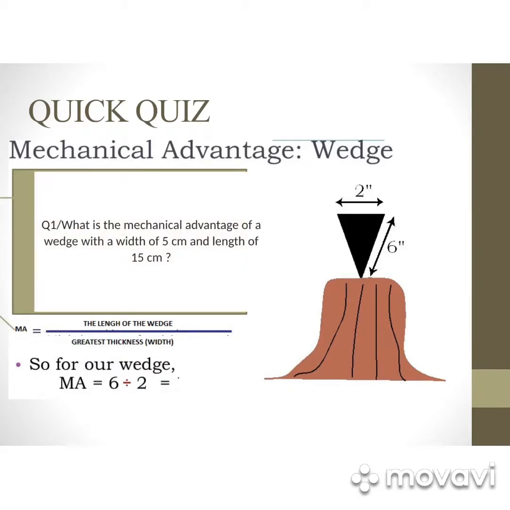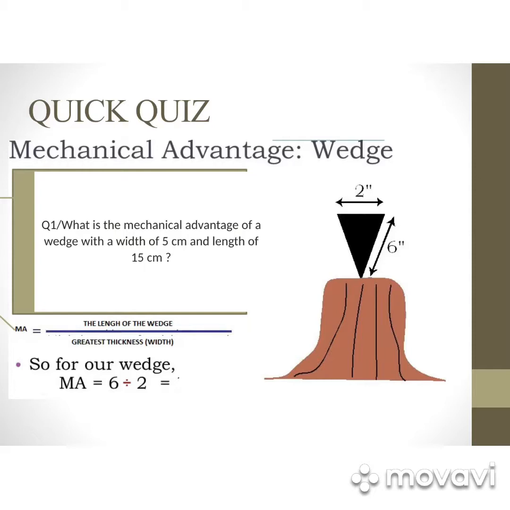Let's practice the mechanical advantage of a wedge. Now you can see at the bottom of this slide the equation. The equation says that you can find the mechanical advantage of a wedge by dividing the length by the thickness. In the picture right there, the thickness is 2 and the length is 6. You divide it and it's 3.